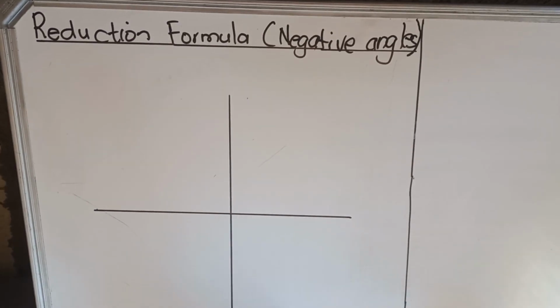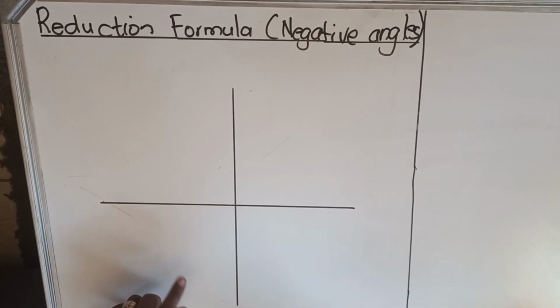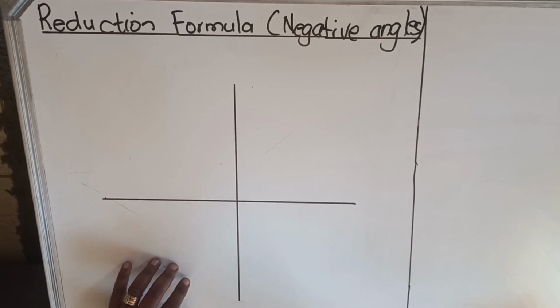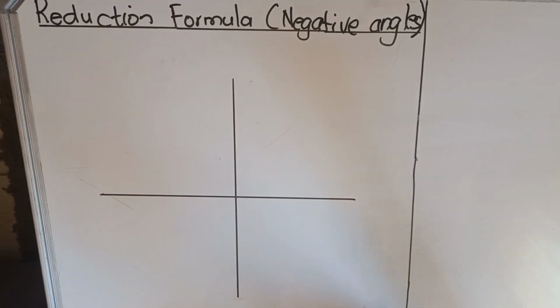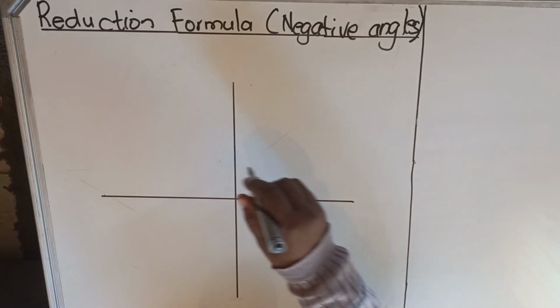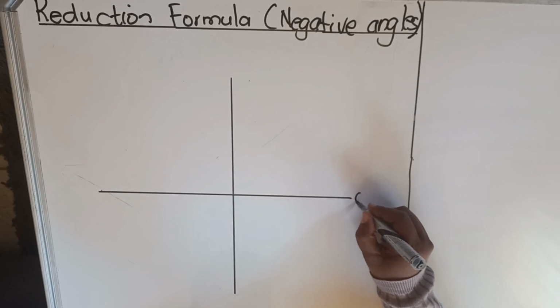Hello everyone, I'm going to show you how to reduce angles by using a reduction formula, but I'm specifically going to look at negative angles. So the first thing, when you have your Cartesian plane with your negative angle, you go clockwise. With positive angles, you go anti-clockwise. So here will be your 0 degrees.